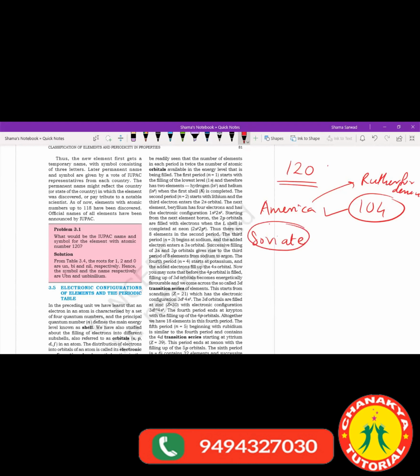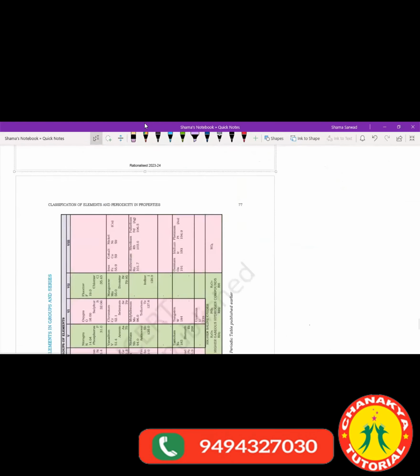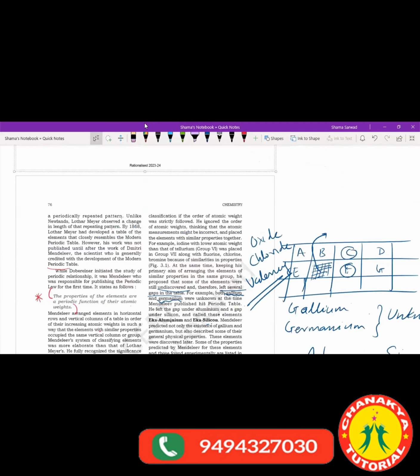Hence IUPAC suggested that whenever a new element is formed or discovered, one should decide the name on the basis of IUPAC nomenclature. And what is that? How do you have to name it? See, this is the chart which is given to you. On the basis of that chart, you should do this.